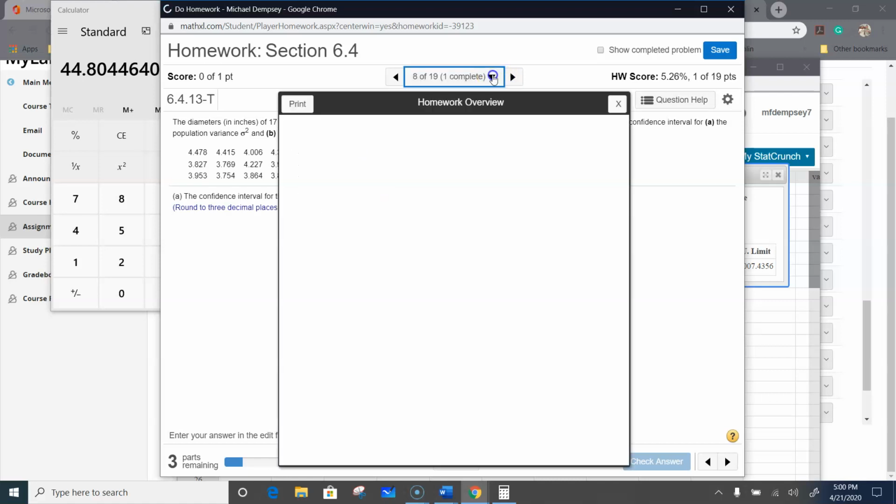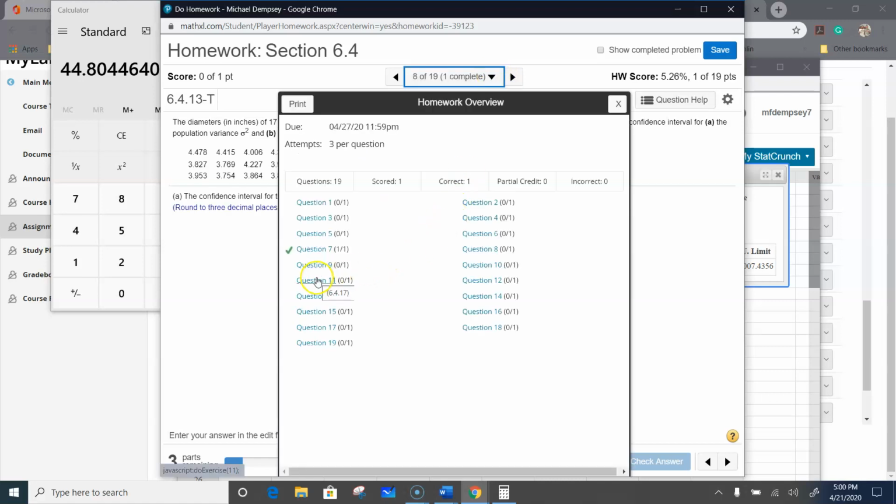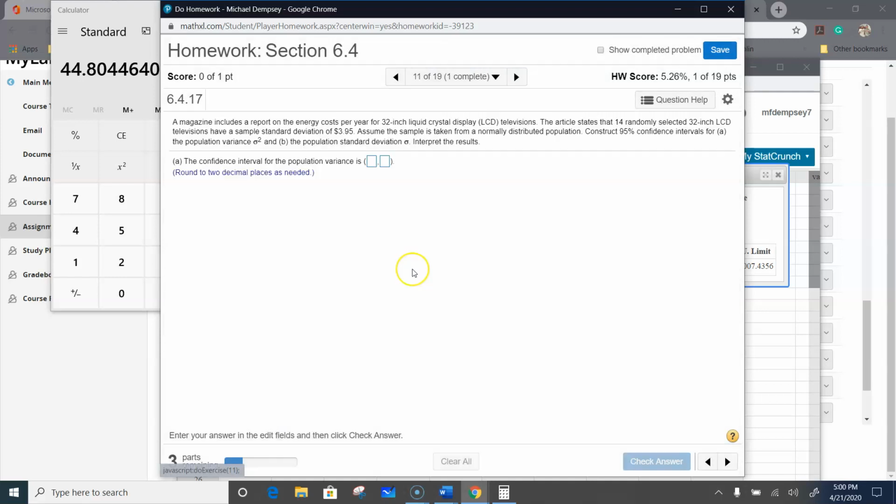Okay, so I think we said 7, 11, and 13. So let's jump to 11. What that looks like. Okay, so I want 95% confidence interval for variance and standard deviation as well. So the 32 inches, that's not a number I need. There's 14, that's my sample size. And then they give me the sample standard deviation 3.95. So this is going to be really the same as the last one.